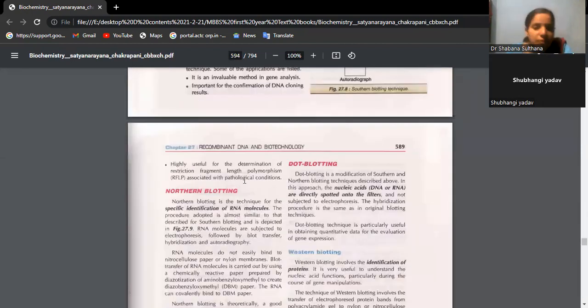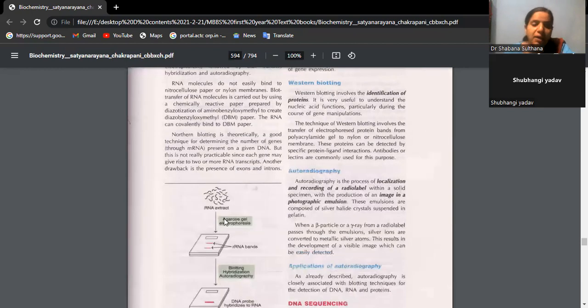It is also highly useful for the determination of restriction fragment length polymorphism. This is what you have written once. RFLP, you have asked this doubt also. We'll see this in detail, associated with pathological conditions. That means to determine if the person is suffering from any disease, that is RFLP.